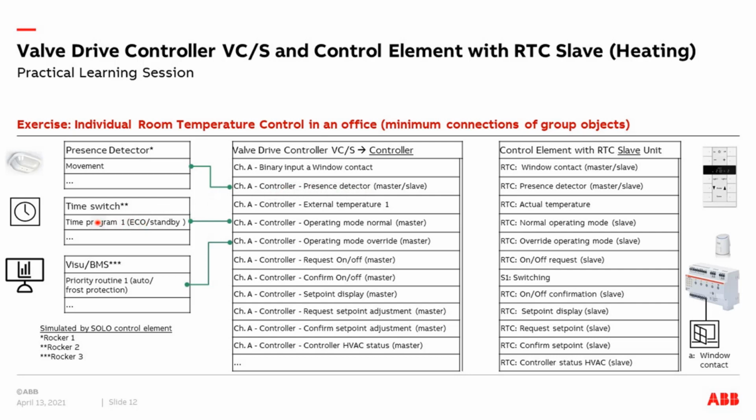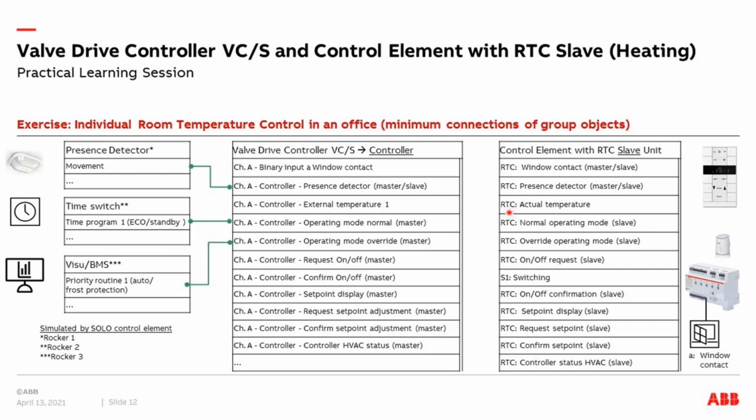Okay, then before we come to the next one, here we want to switch between the operating mode, normal, between eco and standby. So we have to link the group address here to the object operating mode, normal. And for the highest priority, we want to link here our visualization of BMS system to switch between the auto mode and frost protection mode. Then we link it here to our operating mode override.